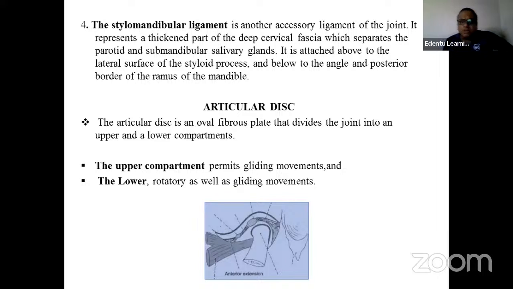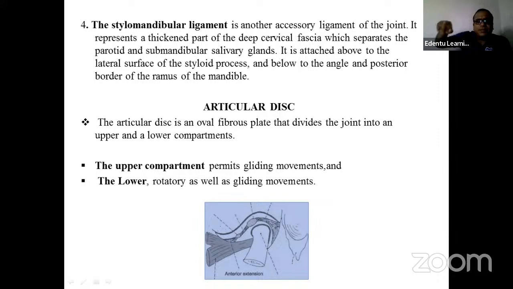Now coming to the articular disc. This is the articular disc, what you're seeing here. The articular disc is the one which divides the joint cavity into upper compartment and lower compartment. It's like a bridge, above and below it will be there. In the upper compartment, only gliding movements. So you can write UG: upper compartment gliding movements, and lower compartment rotatory and gliding movements, so LRG.